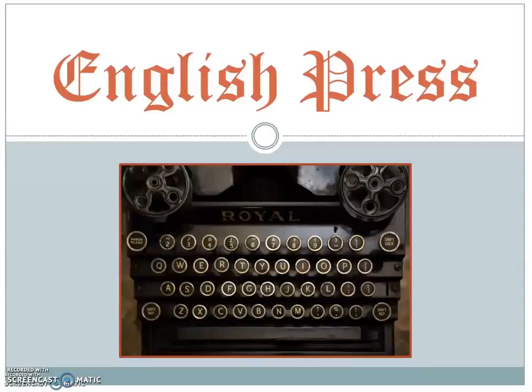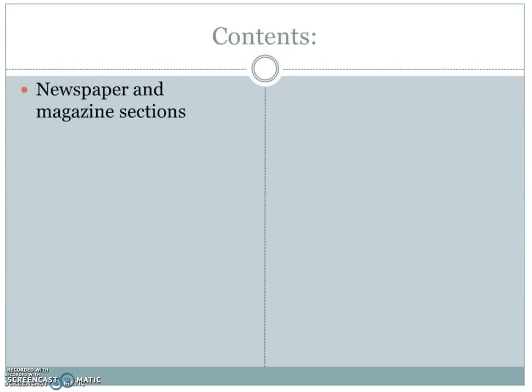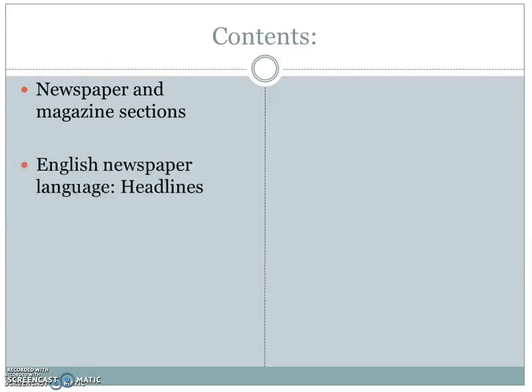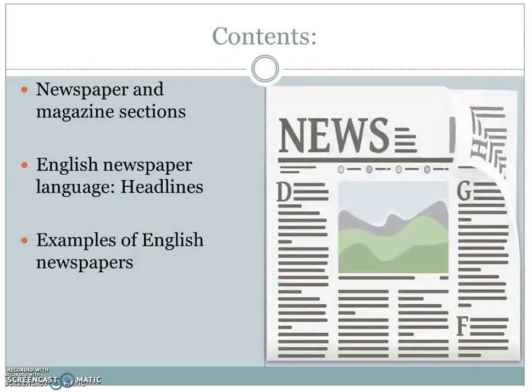Welcome. In today's presentation, we are going to learn more about the English press. These are the contents of the video. First, I will explain the different sections that we can find in the English newspapers and magazines. In the second place, we'll see the characteristics of the language that we may find in English newspapers, and specifically in the English headlines. In the third place, we will discover some of the most well-known newspapers in the UK. Let's start with the first point.